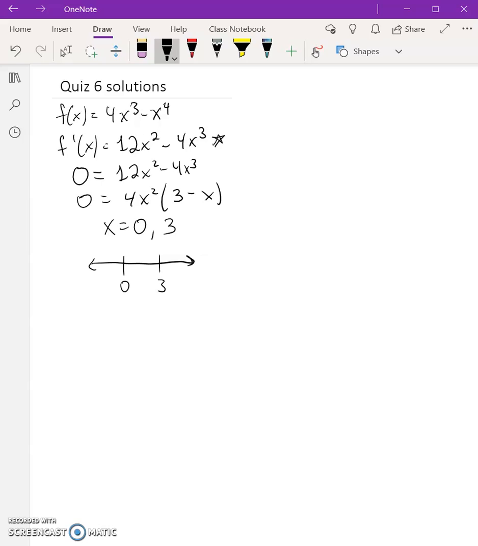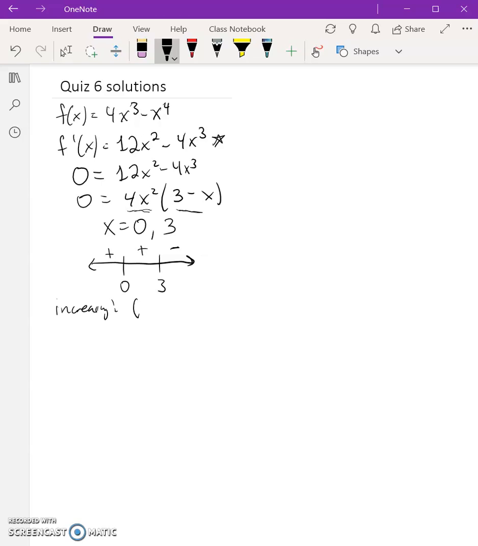So we plug a number less than 0 into our derivative, say something like -1. In 4x squared, we plug in a -1, that will become positive, and over here that will also be positive, so this is positive. We now check something between 0 and 3, say something like 1. Again, the first part is going to be positive, and the second part is also going to be positive. Plug in something larger than 3, and we get a positive times a negative, which gives us something negative.